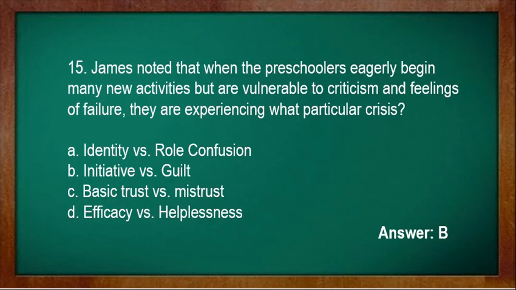Number 15. James noted that when the preschoolers eagerly begin many new activities but are vulnerable to criticism and feelings of failure, they are experiencing what particular crisis? A. Identity versus role confusion. B. Initiative versus guilt. C. Basic trust versus mistrust. D. Efficacy versus helplessness. Answer, B.